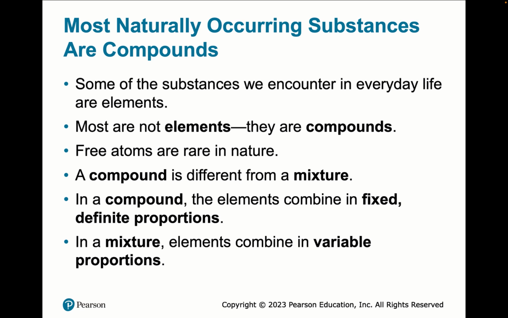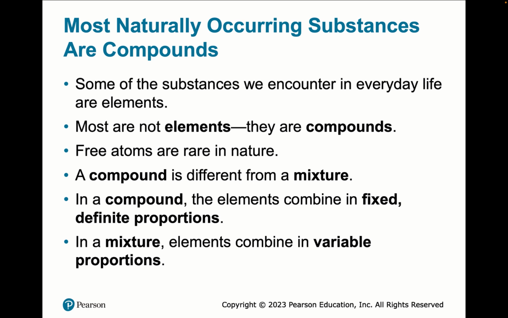Most of the things we encounter in everyday life are not elements. At least the pure substances are almost all compounds. We do see a few elements in nature: oxygen and nitrogen in the atmosphere, gold we can find in its pure form, sometimes silver, sometimes platinum, sometimes sulfur. But typically speaking, we usually see compounds. A compound is different than a mixture. A mixture is a bunch of pure substances, whereas a compound is a specific substance.